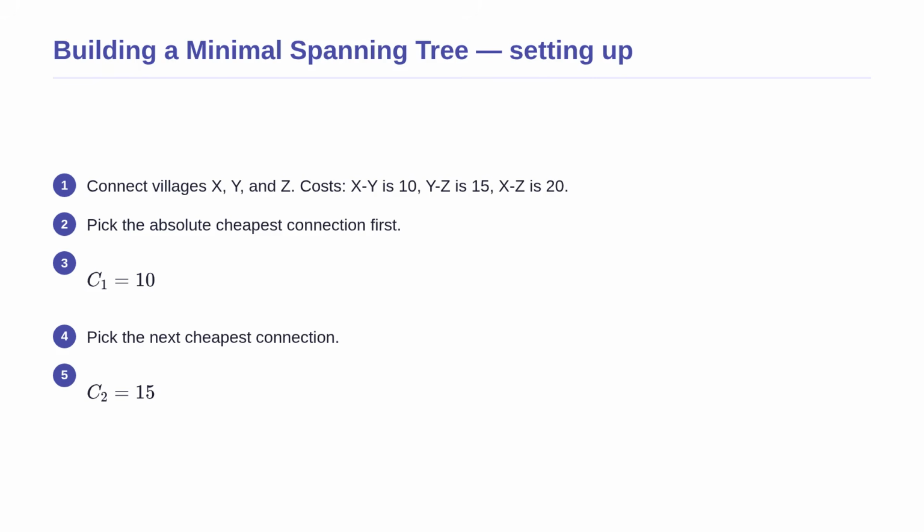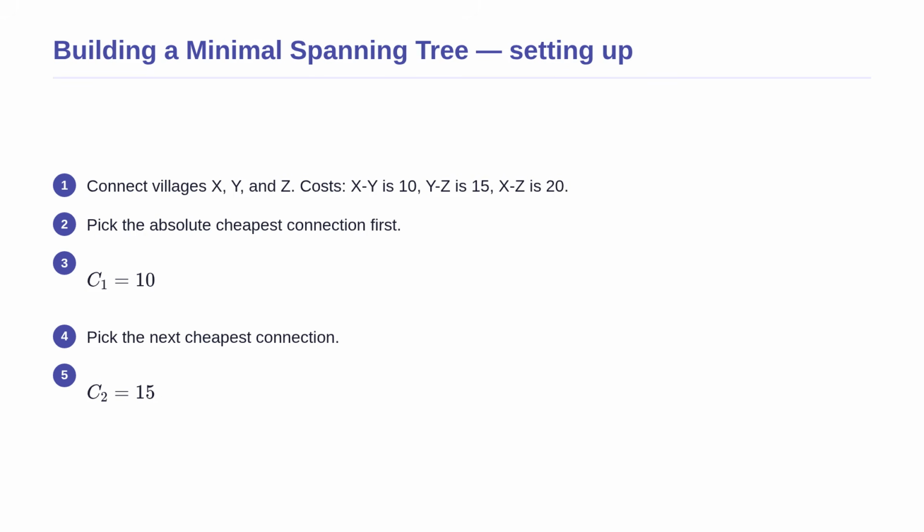Imagine 3 villages, X, Y, and Z. You need to lay water pipes to connect all 3. The cost to connect X to Y is $10, Y to Z is $15, and X to Z is $20. We want to connect all 3 for the lowest total cost.